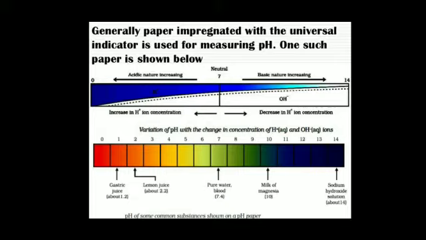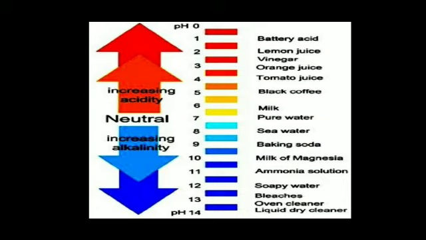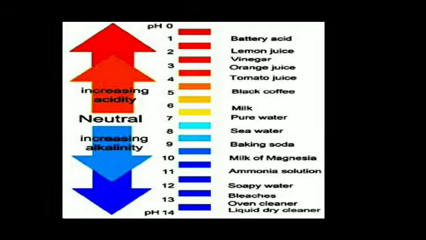Below it, the pH of some common substances is given: gastric juice 1.2, lemon juice 2.2, pure water and blood 7.4, milk of magnesia, which means magnesium hydroxide, 10, sodium hydroxide solution 14. There are different pH values given: baking soda 9, milk of magnesia 10, lemon juice between 2 and 3. Different pH values are given to you for different solutions.